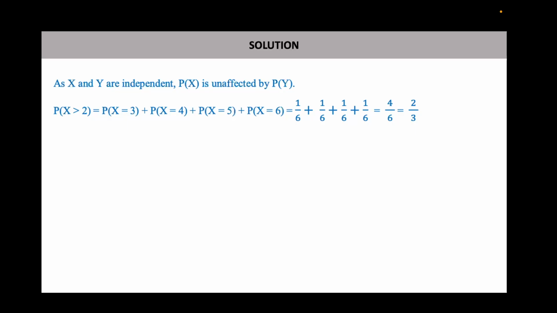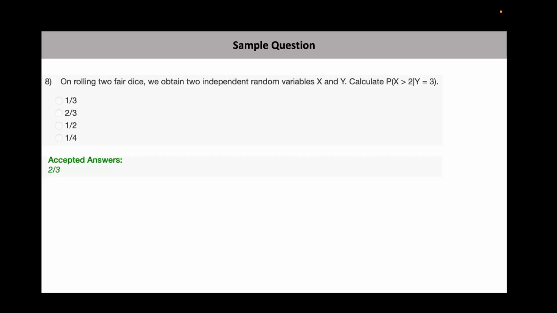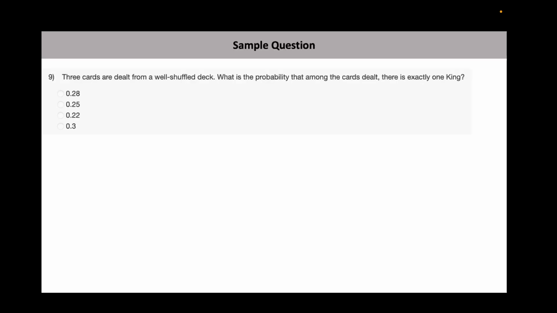Okay, so now let's move on to our next question. Three cards are dealt from a well shuffled deck. What is the probability that among the cards dealt there is exactly one king? Well, I'll give you 2 minutes. You can try solving this question and then we can solve it.